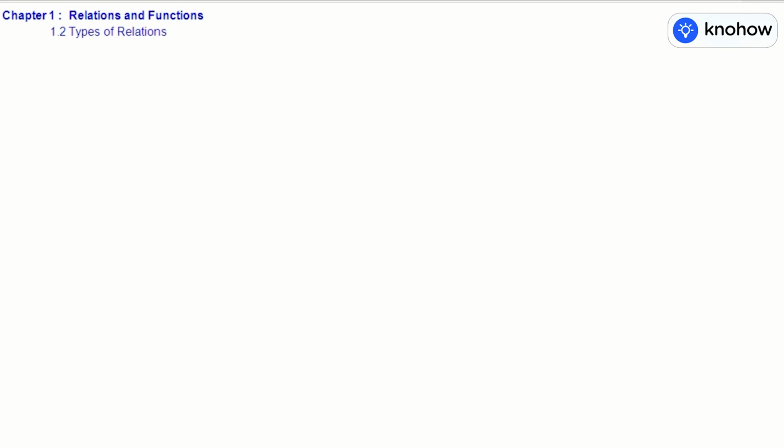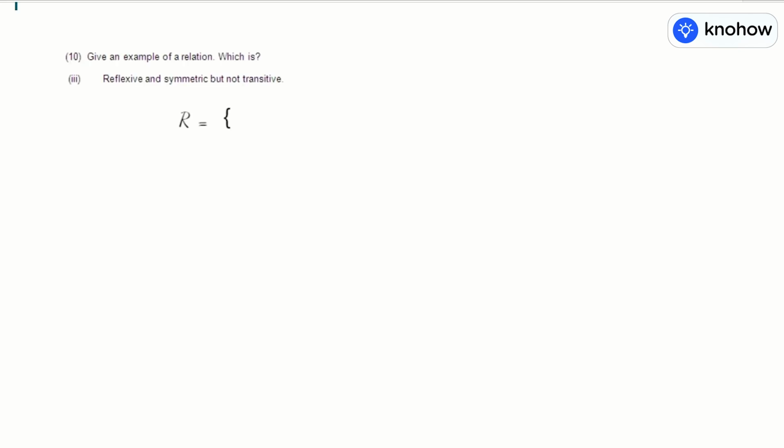Example of a relation, third part, which is reflexive and symmetric but not transitive. I have chosen a good example for it. Look at this relation, R equal to the set of ordered pairs (A, B) such that 1 plus AB is greater than 0, on the set of real numbers. A, B belong to R, the set of real numbers. And this R, of course, is the relation. Let it be R.